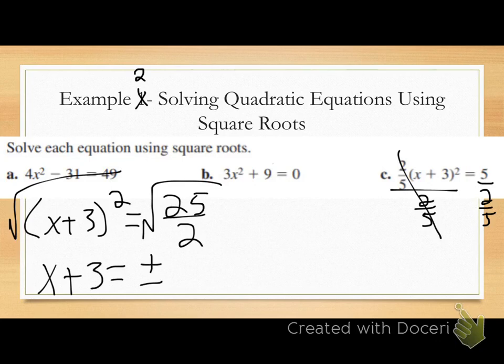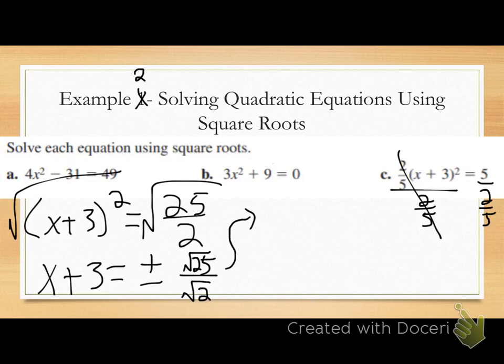plus or minus. Now, here's another rule of radicals that hopefully you guys remember. If I've got two things under a radical being divided, I can split them up into their own radicals. That's a rule of my square roots. We'll deal with that in a second.